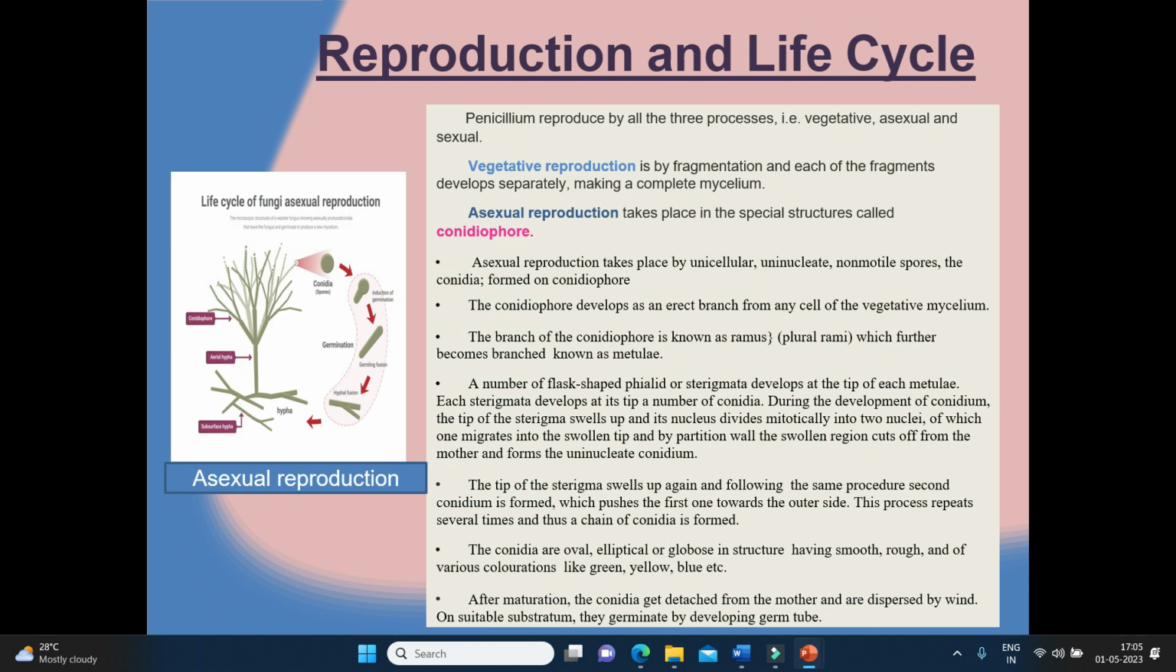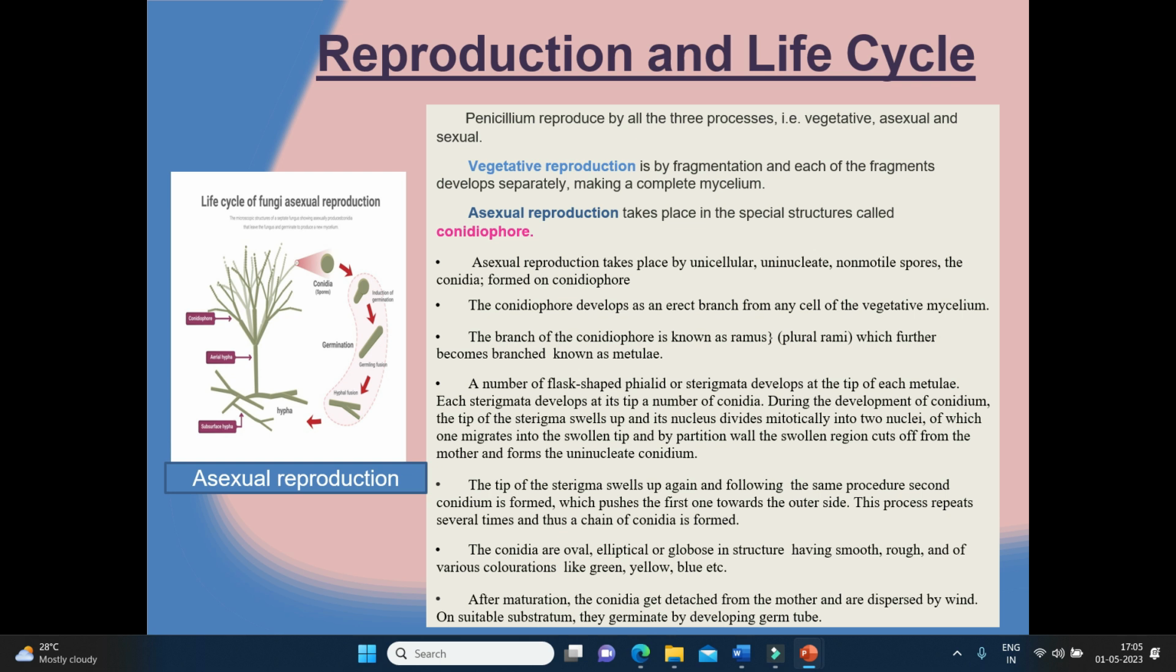When we see the reproduction life cycle of Penicillium, Penicillium reproduces by all three processes, that is vegetative, asexual, and sexual. Vegetative reproduction is basically of three types, like fragmentation, budding, and so on. Penicillium will have vegetative reproduction through a process called fragmentation, and each fragment develops separately, making a complete mycelium.